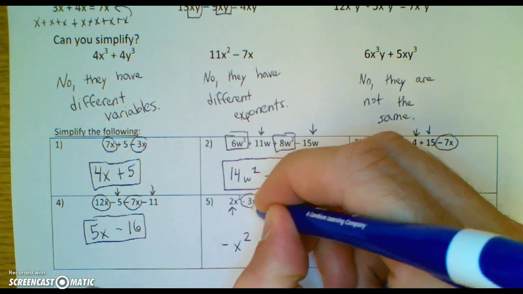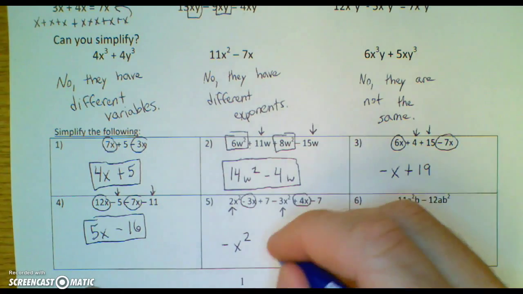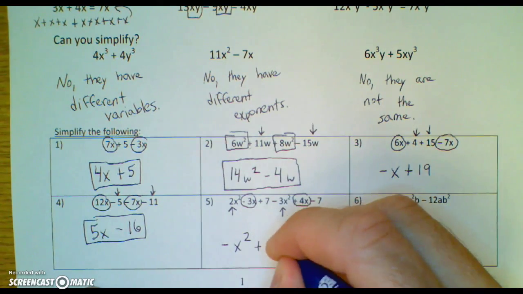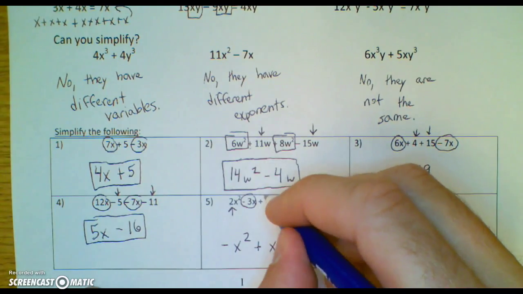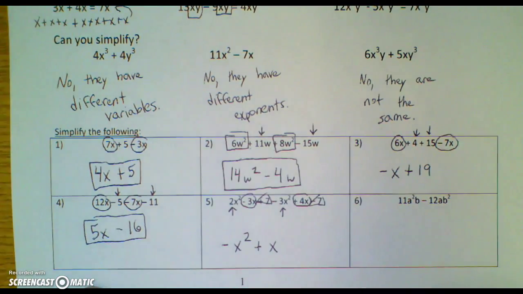Here I've got negative 3x plus 4x, so negative 3 plus 4 is positive x, 1x. And then I've got 7 and negative 7. So 7 take away 7 is 0. I don't need to write the 0 because adding or subtracting from 0 doesn't change the problem.